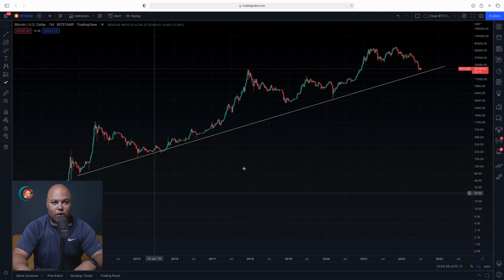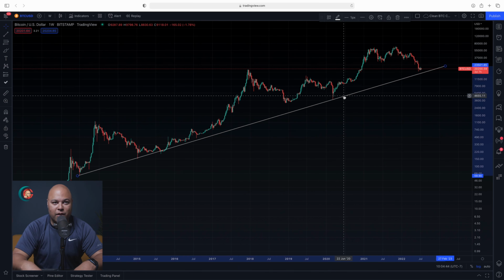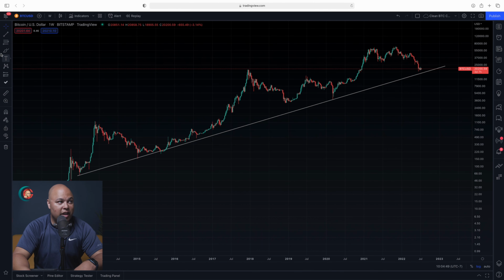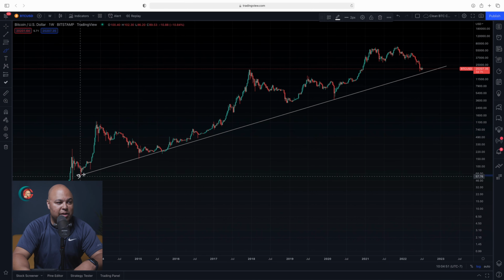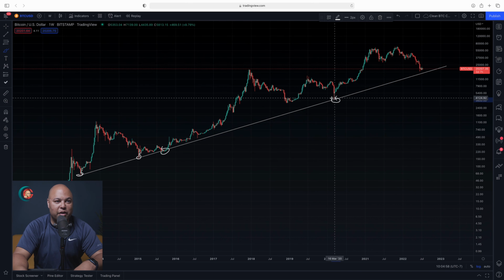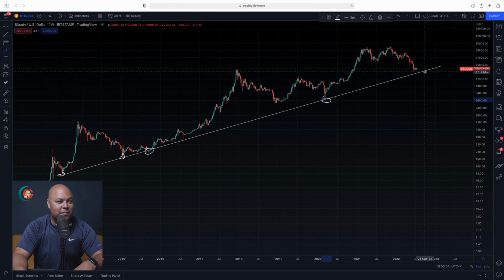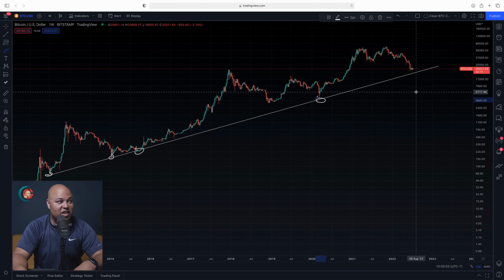And the goal in drawing the line is to see how many times we touch the line. If we touch the line, we can break beneath the line, but did we break right back above it? Yes. That means we still honored that line. Okay? This is called a historic trend line, which means that if you go back over multiple years, if you were to buy Bitcoin every time it touched this line or broke beneath it, you did very well for yourself, didn't you? Right? And we're very close to touching this line again.